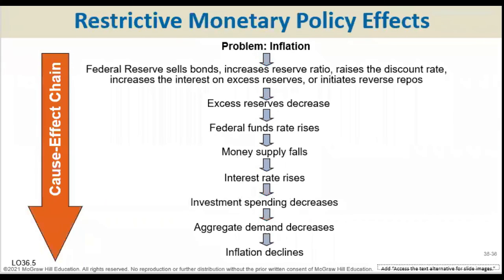On the other end, the cause-effect chain during a restrictive monetary policy. It happens in times of inflation. The Fed practices restrictive monetary policy, and it decreases the money supply in the economy, which will lead to a decrease in the inflation rate.